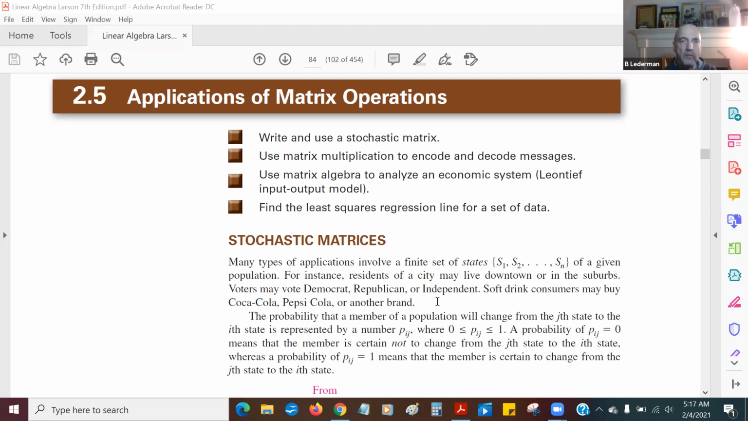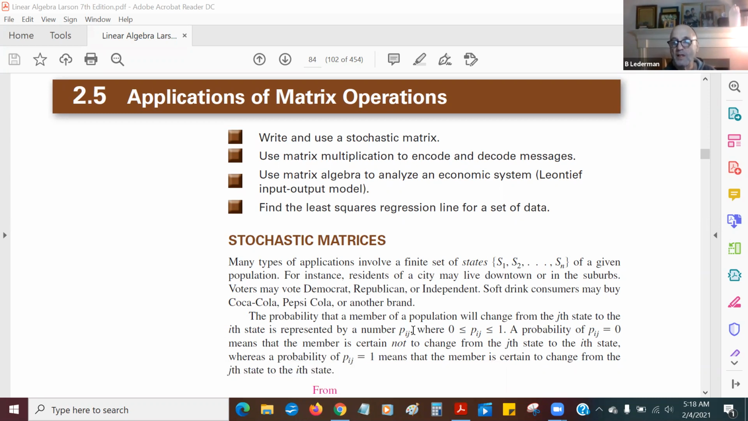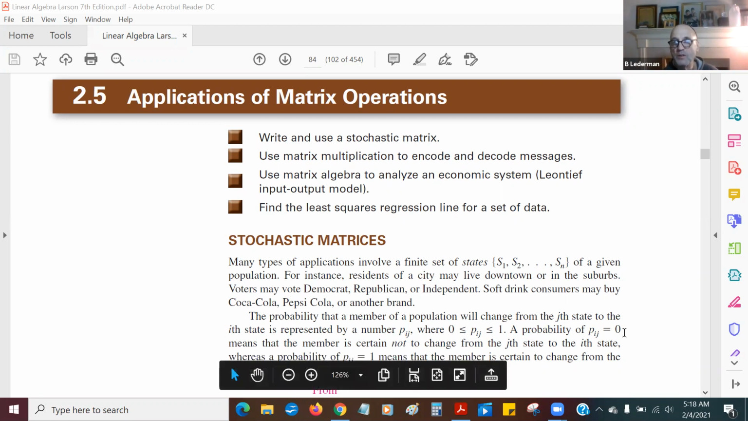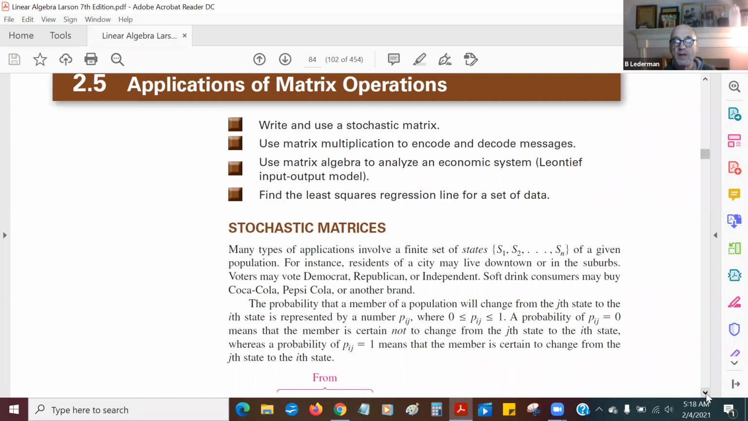So we're looking at the probability that a member of the overall population is going to change from one state to another state, in this case from the jth state to the ith state. That probability is represented by the number Pij. If Pij equals 0.3, that means a 30% probability that the guy is going to switch from j to i. If it equals 0, that means he's loyal, he's staying where he is. If the probability is 1, that means he's definitely going to switch from this to that, for whatever reason.